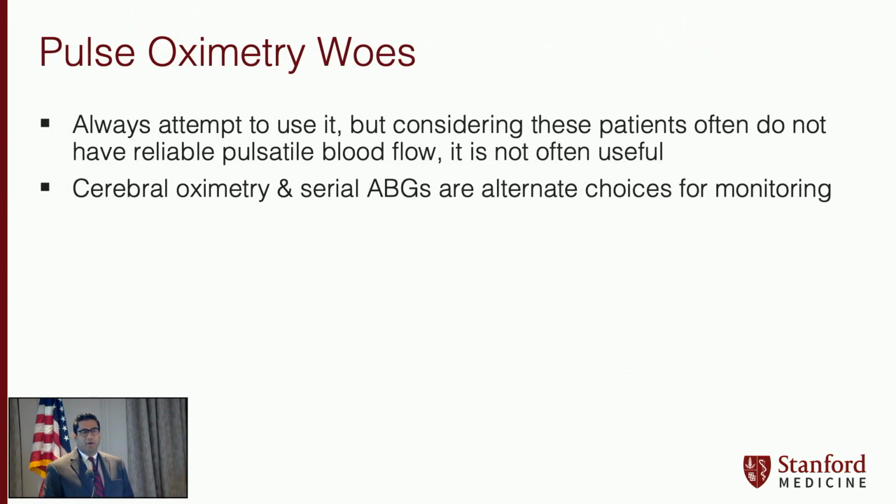You start placing your monitors and you notice your pulse oximetry doesn't work. We always attempt to use it, but since these patients may not be pulsatile, the pulse ox may not work. Alternate choices would include using cerebral oximetry, although there are definitely flaws and limitations to that, and serial arterial blood gases. Placing an arterial line to draw those and trend those helps you monitor oxygenation throughout the case.